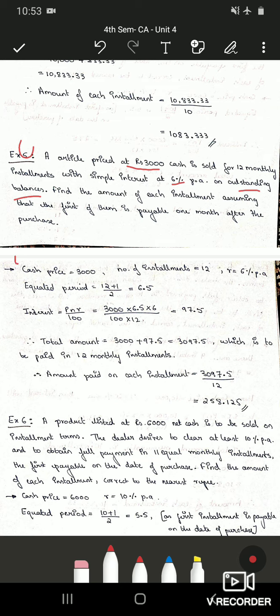So first the cash price is 3,000, the number of installments is 12, the rate is 6%, the equated period is 12 plus 1 by 2, so it is 6.5 months. Find out the interest, then the total amount will be 3,097.5, and this is to be recovered in 12 monthly installments. Therefore the amount paid on each installment will be the total amount divided by the number of installments. So each installment value is 258.125 rupees.